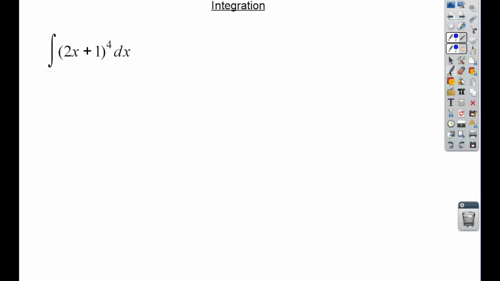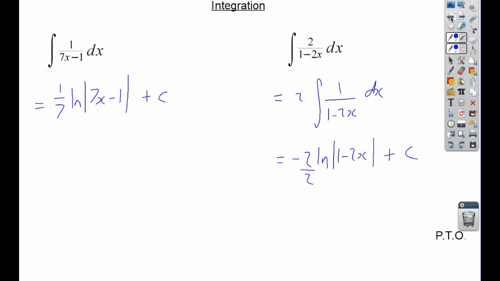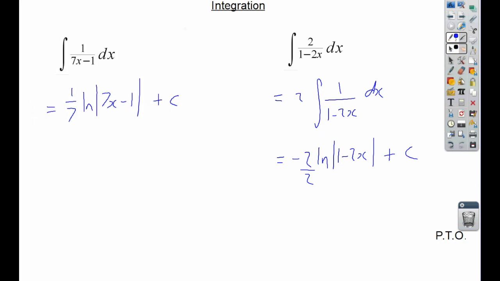So here's what I'm going to do. Because that's not a natural logarithm term, I'll come back to that in a minute. Okay. I'm going to give you a general result that is very handy for you to write down when you integrate something to get a natural logarithm.